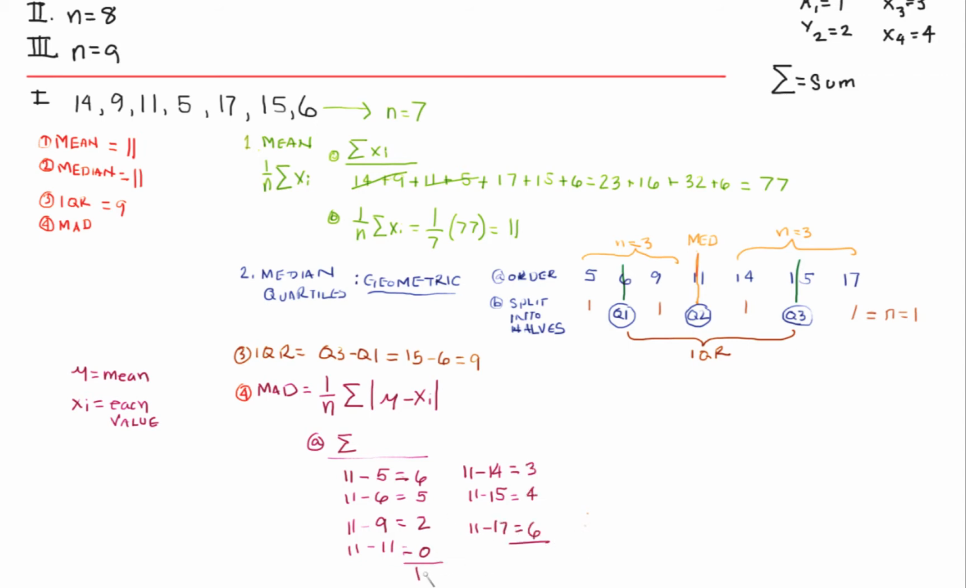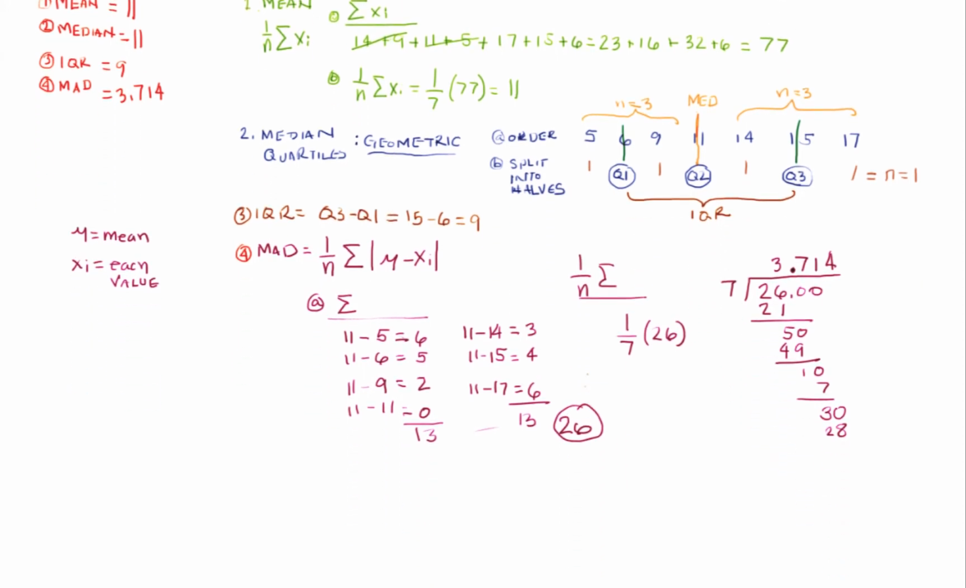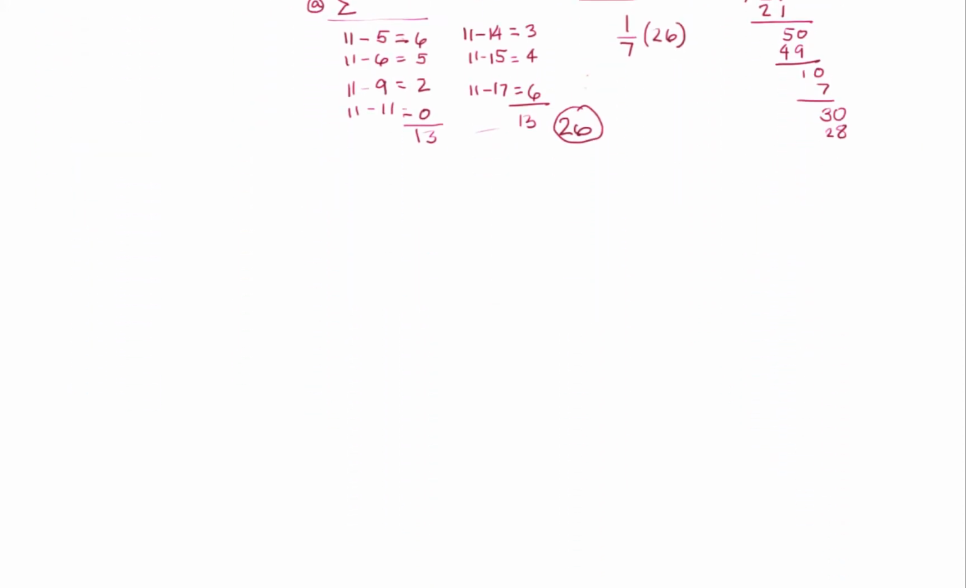Now let's add all of these up. 13 and 13 is 26. And then let's do the 1 over n, which is 1/7 times 26. So that's 26 divided by 7, and we get 3.714. Okay. So that was the easy one. Now let's bump it up a little harder.